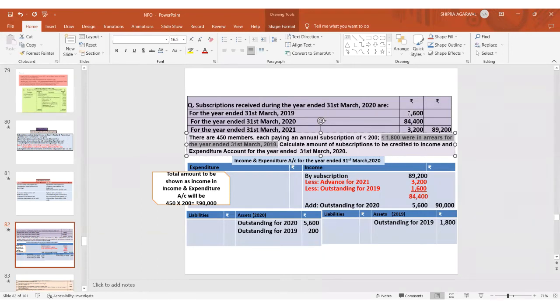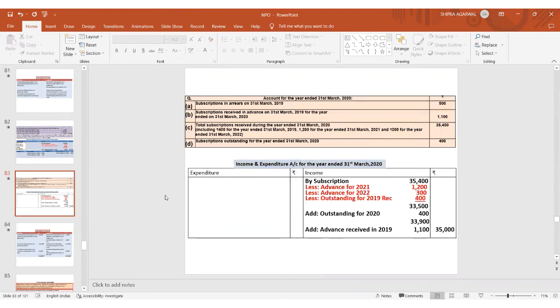No matter it is not related to the current year, but still as of today, it is the asset that you have to receive from the members. So if I talk about my today's financial position, then I am supposed to receive this much also. So this will be my closing balance sheet.